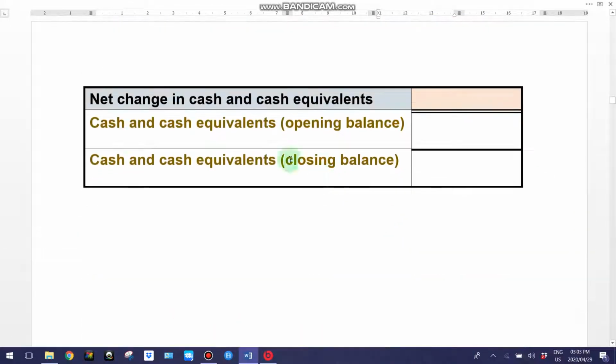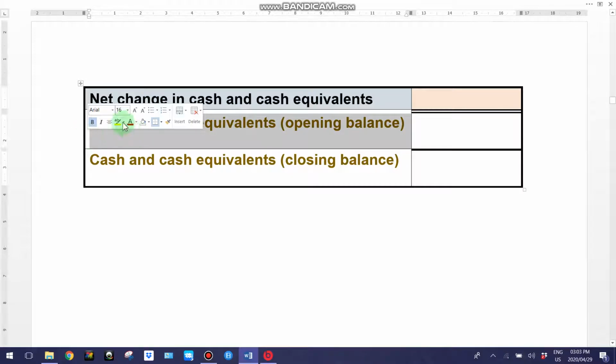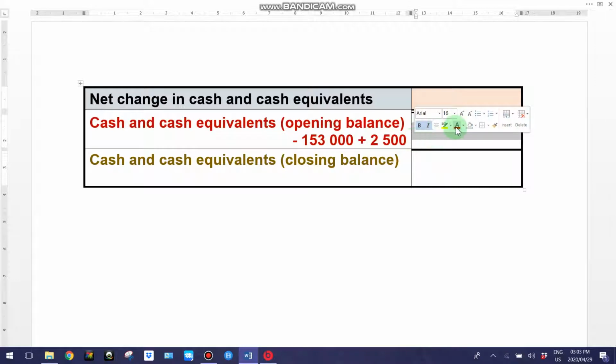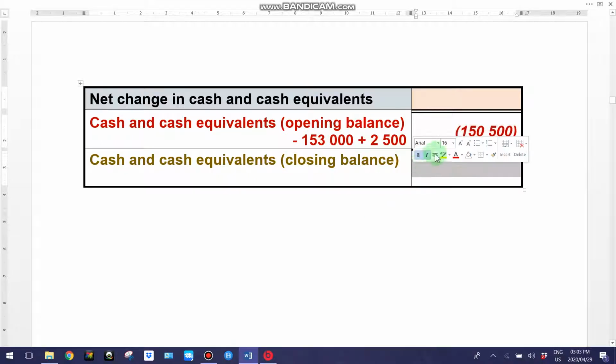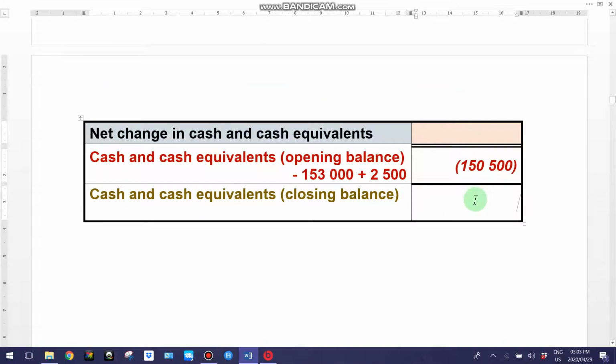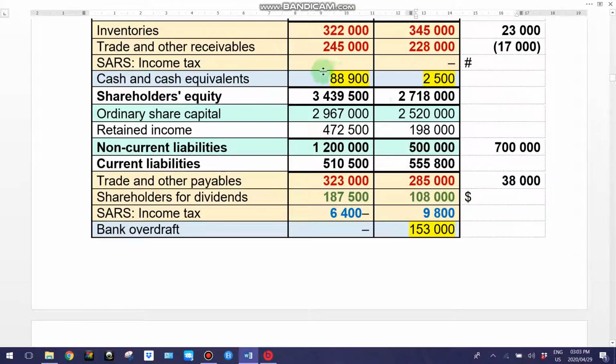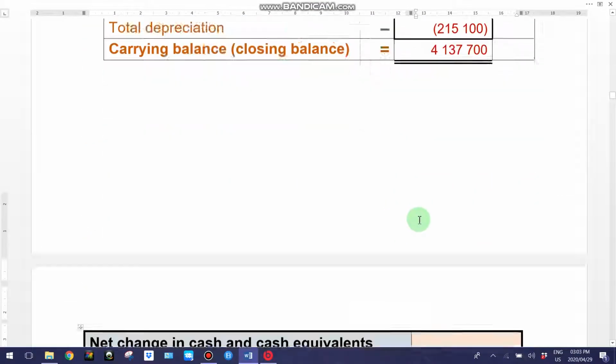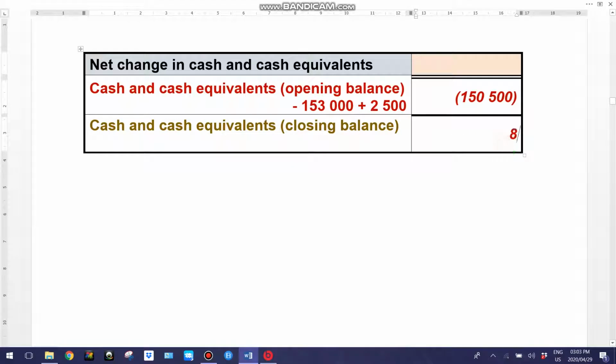So what I would do there is simply show minus 153 plus 2,500, and I've got a net figure of minus 150,500. So this is my opening balance. My opening balance was a negative because I took into account my bank overdraft and my petty cash. My closing balance, what was my closing balance? My closing balance was 88,900. So I will put my 88,900 here. 88,900 is a positive figure.